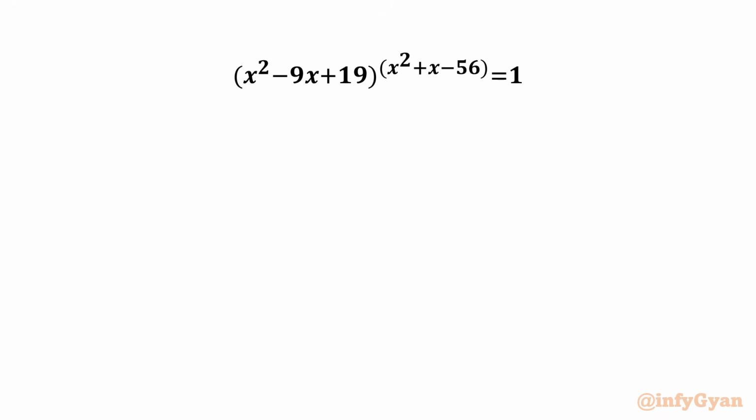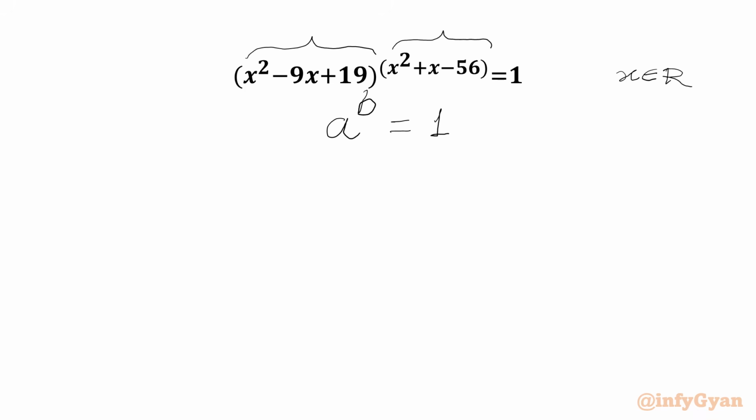Today in this video we have another very interesting question from exponential equations. x square minus 9x plus 19 raised to the power x square plus x minus 56 equal to 1. We have to find all real solutions. So let's get started by writing the form of our equation. a power b equal to 1. Here a is the base, which is x square minus 9x plus 19, and b is the exponent, which is x square plus x minus 56.